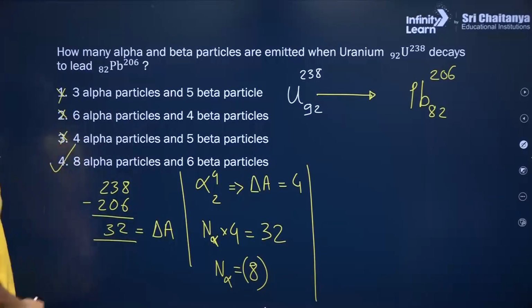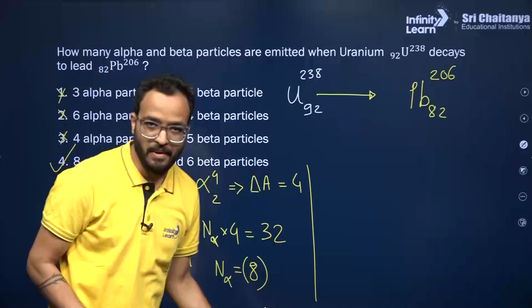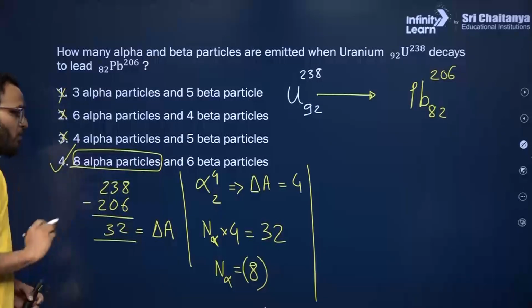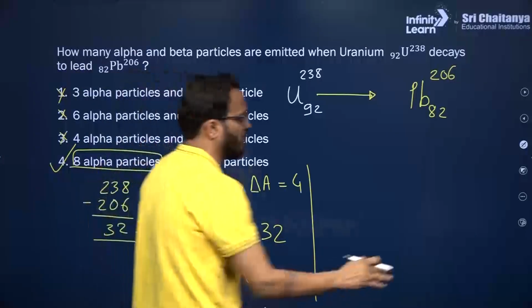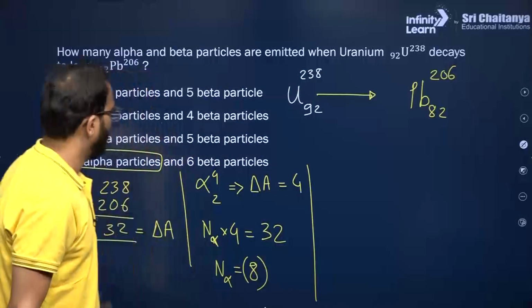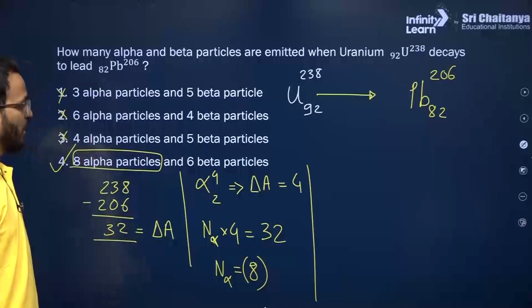No need to even check for beta particles. If the alpha particles, 8, are matching, then there is no problem. But still you want to solve it, so what will you do? Suppose in an examination, they don't ask like this, they give you two options with 8 alpha particles. So what will you do now?